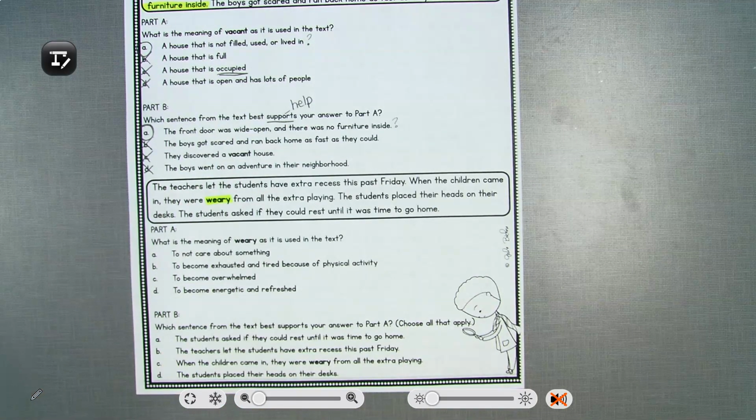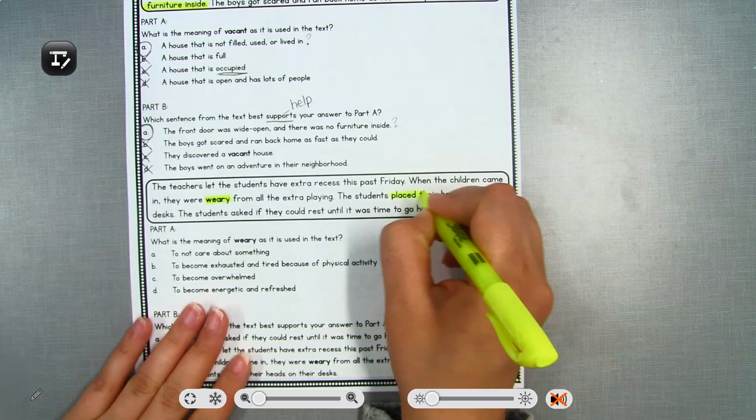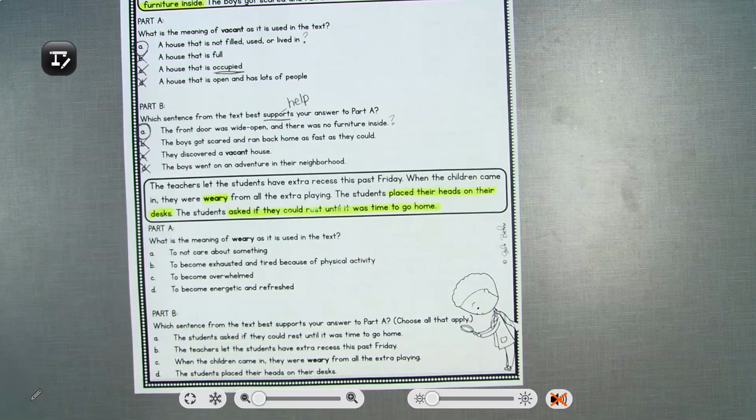So they were weary from all the extra playing, so we know they played extra time. The students placed their heads on their desks. The students asked if they could rest. So these are things that they did after. So they placed their heads on their desk. And then they asked if they could rest until it was time to go home. So those are some clues that would help me understand what weary means. So let's look at our answer choices.